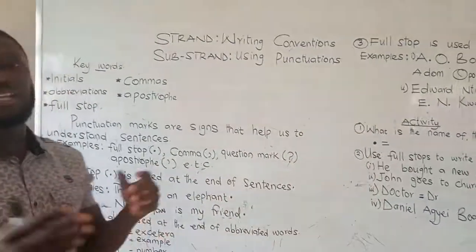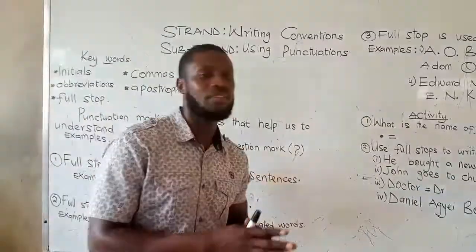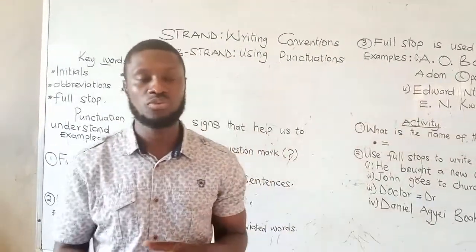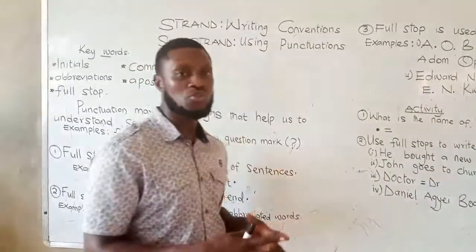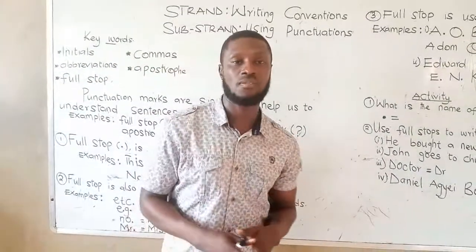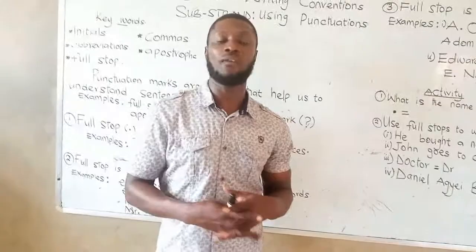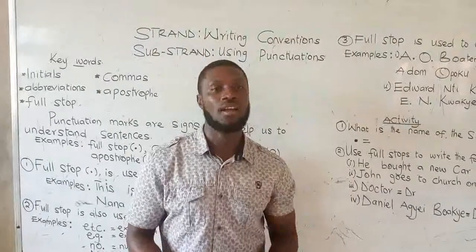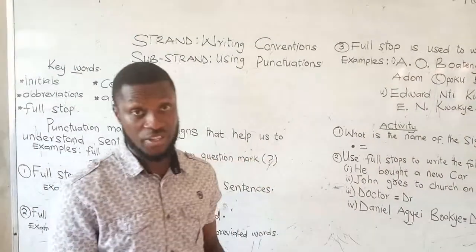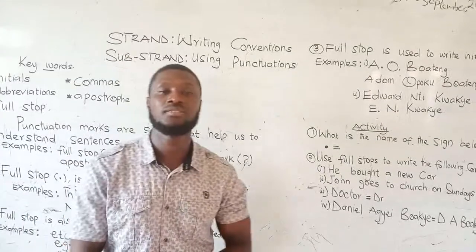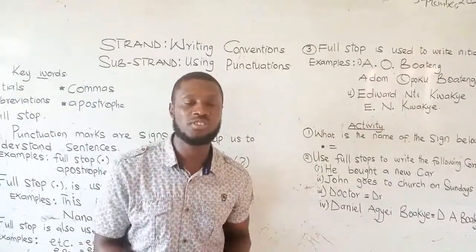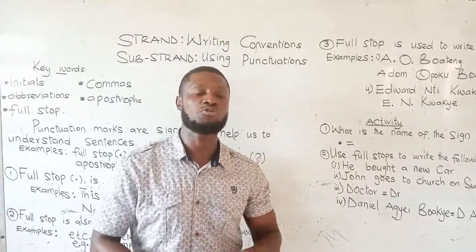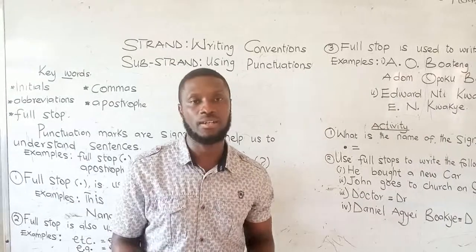We said capital letters are used at the start of sentences. That is one. And then two, we said capital letters are also used to write initials. And we looked at quite a number of examples. We also discussed that capital letters are used to write abbreviations. And lastly, we said capital letters are used at the start of proper nouns, meaning that when you want to write proper nouns, you start with a capital letter.